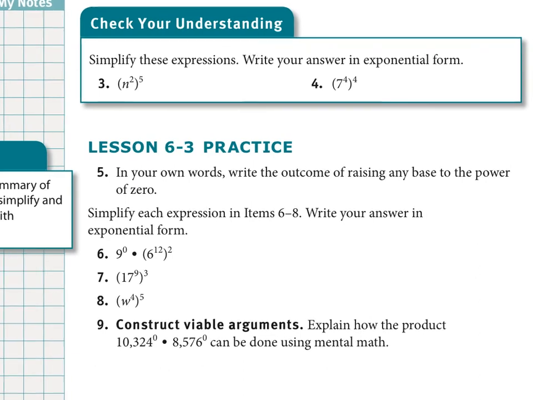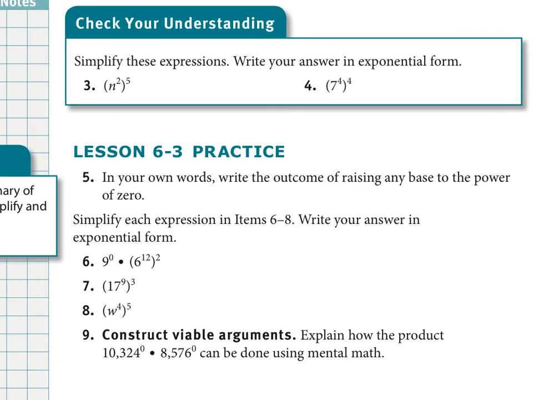Let's try just a couple more. Simplify these, and write your answer in exponential form. We have n squared to the 5th power. That is a power to another power, so we will multiply and end up with n to the 10th. Number 4, 7 to the 4th raised to the 4th again, is going to be 7 to the 16th power. And let's walk through some of these at the end of the lesson.